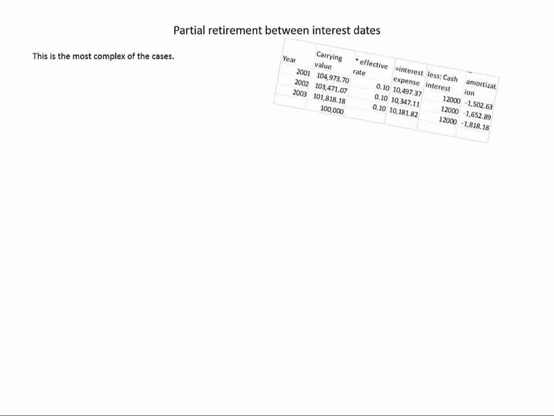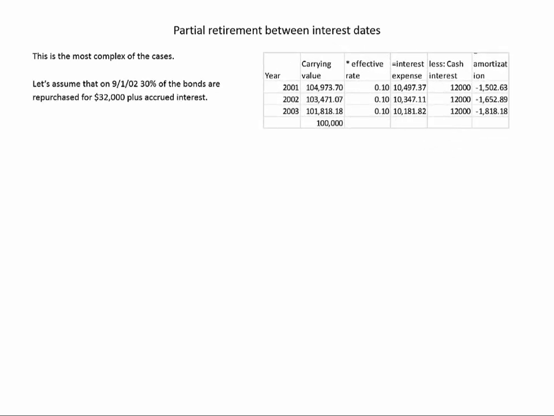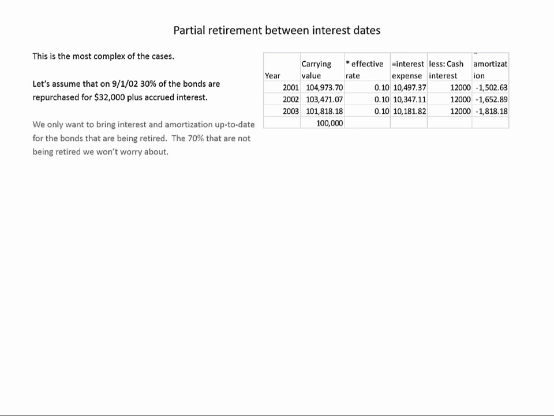Okay, this is going to be the most complex of the cases. Let's go ahead and deal with a partial bond retirement between interest dates. So this means that in addition to doing the interest and amortization for a portion of the year, we also have to do the interest and amortization for a portion of the bonds. There's our amortization table again. And let's assume that on September 1st, 2002, 30% of the bonds are repurchased for $32,000 plus accrued interest.